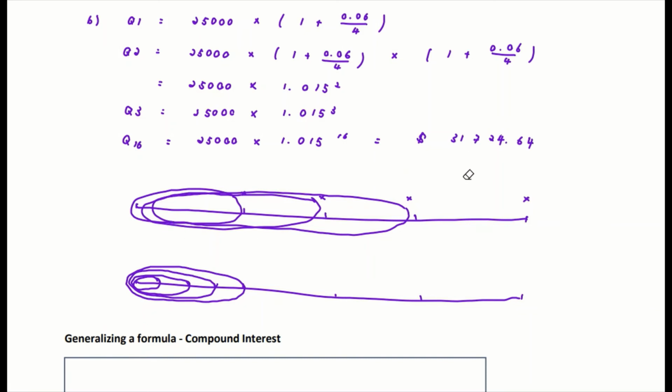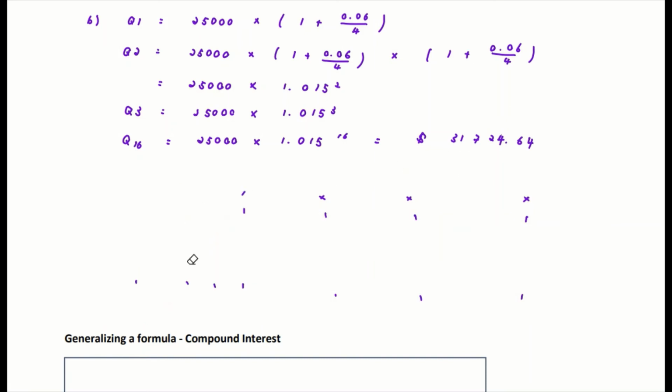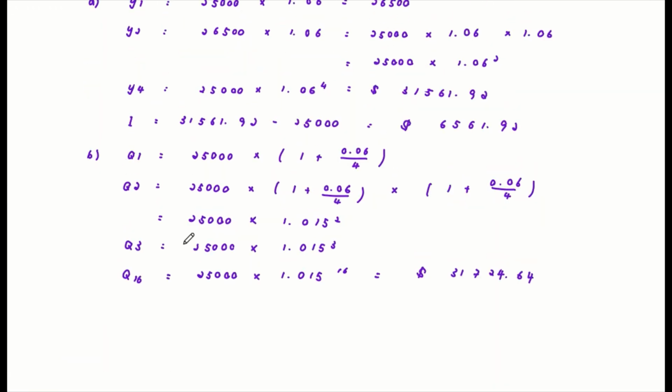How come, using the same interest rate, at the end of the 4 years the value is different? It's because the frequency of compounding is much more, so the interest generated will become more. Okay, so we move on. For this part, your I, same thing, will be equal to 31724.64 minus 25000. From here, you'll be able to get 6724.64. So you can see it's about 200 more than the previous one.